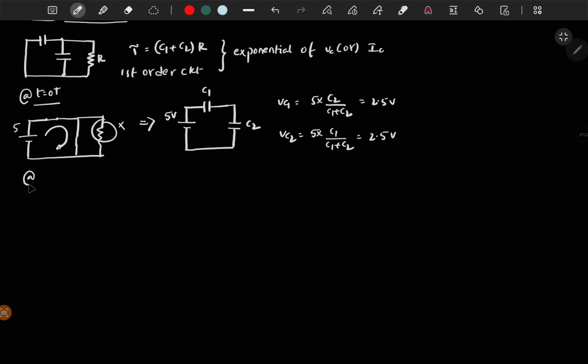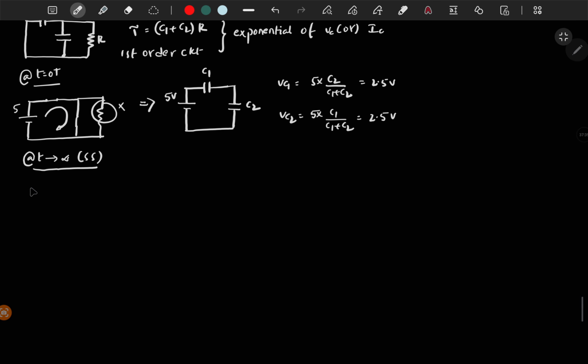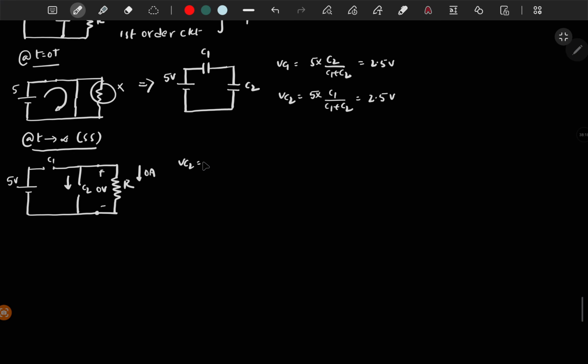Now let's take t tends to infinity, which is steady state. At steady state, both the capacitors will be open circuited, assuming they are fully charged, and you have a finite resistor. So with 5 volt, this is completely open circuited, right? So you have 0 amps of current flowing through a finite resistor. Similarly, you will get 0 volt across these two terminals. So this is C2, this is C1. So VC2 is 0 volt.